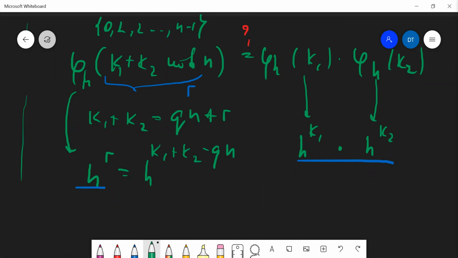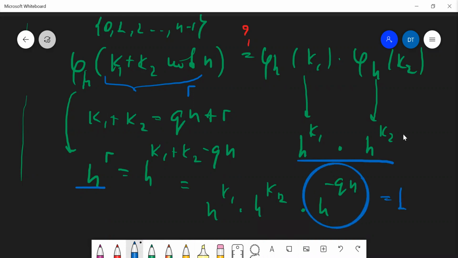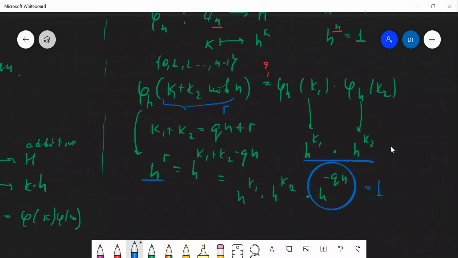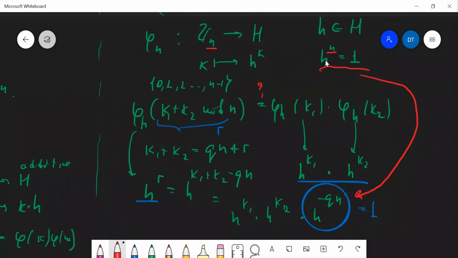And as you can see, in order to get equality here, you can rewrite this as h to the power of k1 times h to the power of k2 times h to the power of minus qn. You want this thing to be 1. But in order to ensure that this happens, you pose this additional condition: h to the n to be 1. And if this happens, then this thing is equal to this thing, so this map becomes a homomorphism. Without this assumption, this map is not a homomorphism.